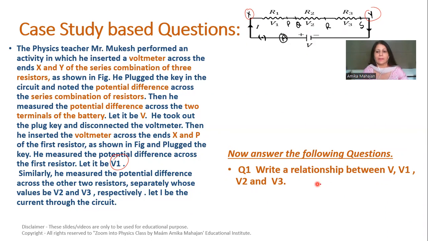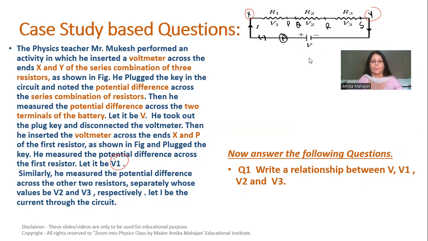Now first question, write the relationship between V, V1, V2 and V3. We know that in series combination, what happens? Voltage V across the terminals of battery is divided among all the three resistors connected in series depending upon the value of R1, R2 and R3. So this V will be equal to potential across R1, potential across R2 and potential across R3. So relation will be V equal to V1 plus V2 plus V3.